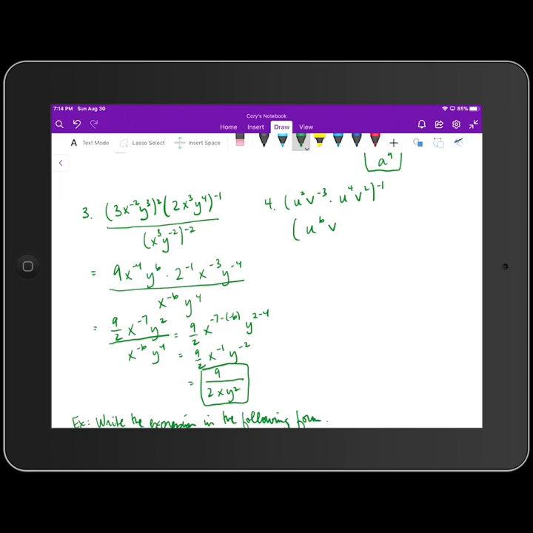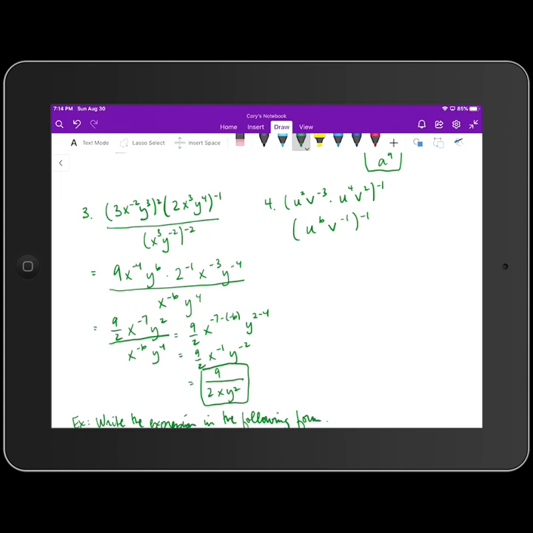And then when we multiply v to the negative third times v squared, again, when I multiply two exponents that share the same base, I add the powers. Negative 3 plus 2 is v to the negative 1 power, which we're raising that result to the negative 1 power. So we have a product raised to a power. I'm going to apply the exponent to each of the factors.